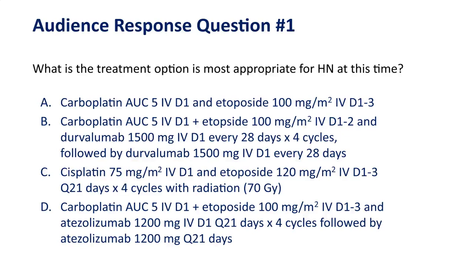C, cisplatin 75 mg per meter squared IV on day 1 and etoposide 120 mg per meter squared IV days 1 through 3 every 21 days for 4 cycles in combination with radiation. Or D, carboplatin AUC 5 given day 1 in combination with etoposide 100 mg per meter squared IV days 1 through 3 and atezolizumab 1200 mg IV day 1 every 21 days for 4 cycles, followed with atezolizumab 1200 mg IV every 21 days.